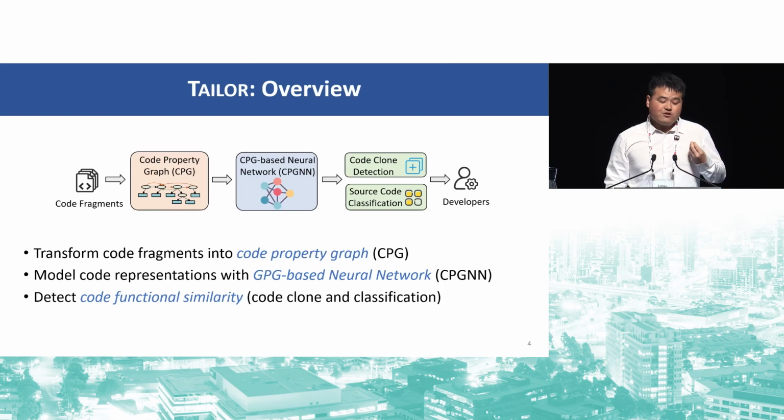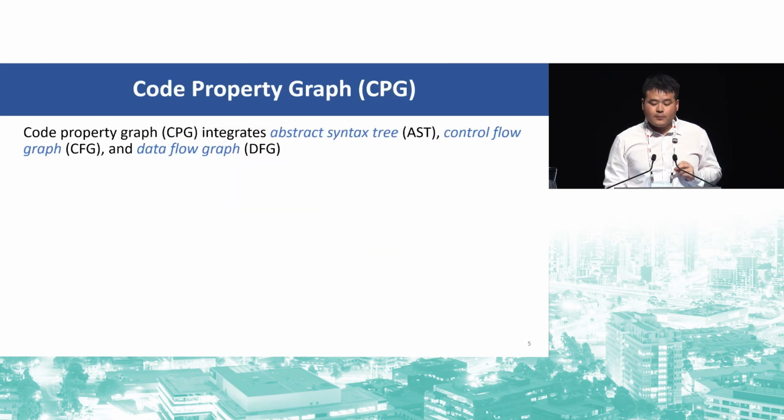It first transforms code fragments into a code property graph, and then it models code representations with a CPG-based neural network. In the end, it will provide detection signals about code functional similarity, such as code clone detection and code classification. In our design, we take the classic code property graph definition. The code property graph integrates the abstract syntax tree, control flow graph, and data flow graph.